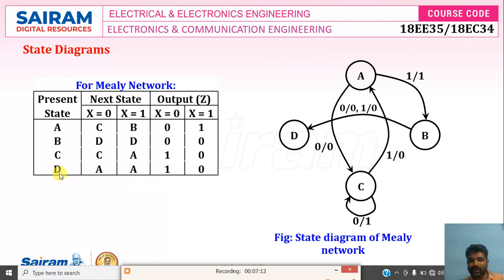And next row, present state is D. Next state is A when input is both 0 and 1. But when input is 0, output is 1, and when input is 1, output is 0. So draw a line from D to A, represented as 0 bar 1, comma 1 bar 0. So this is the state diagram of the Mealy network constructed from the state table.